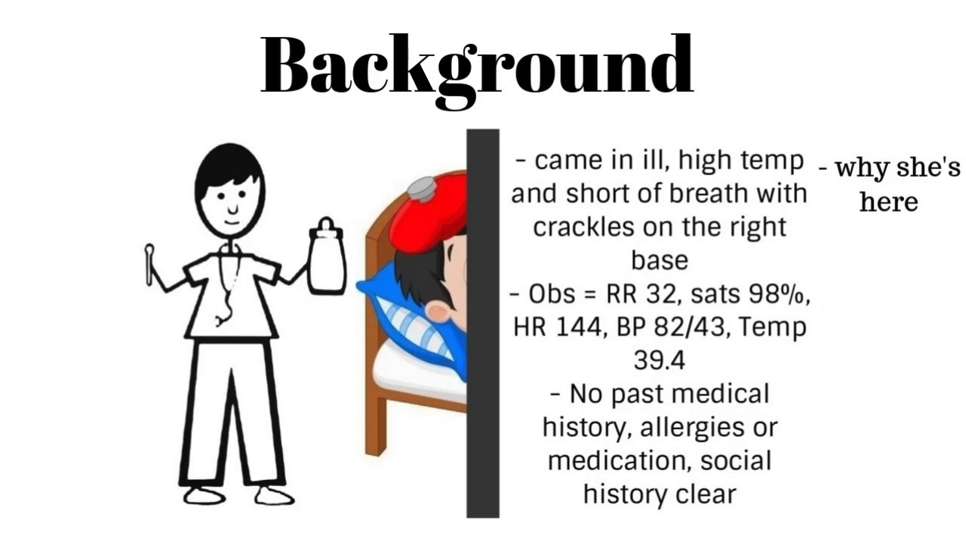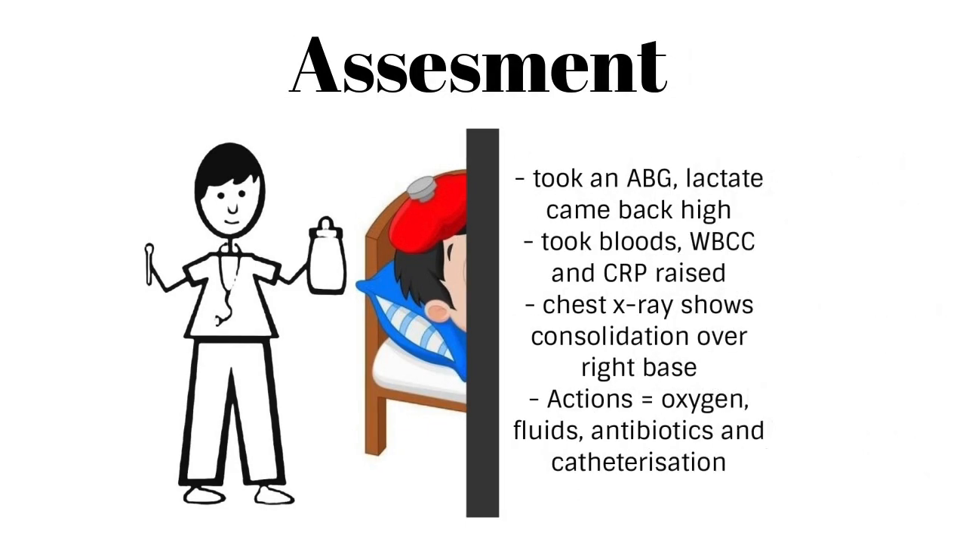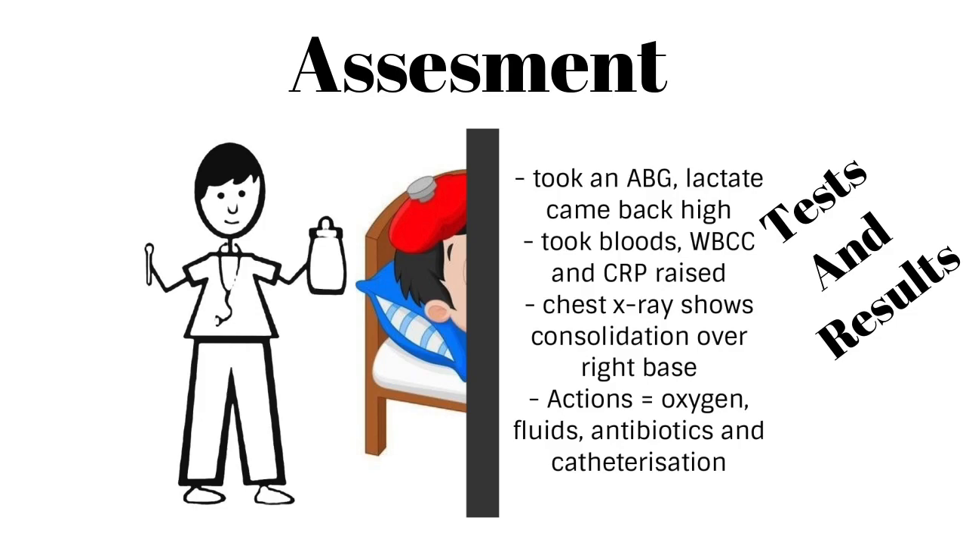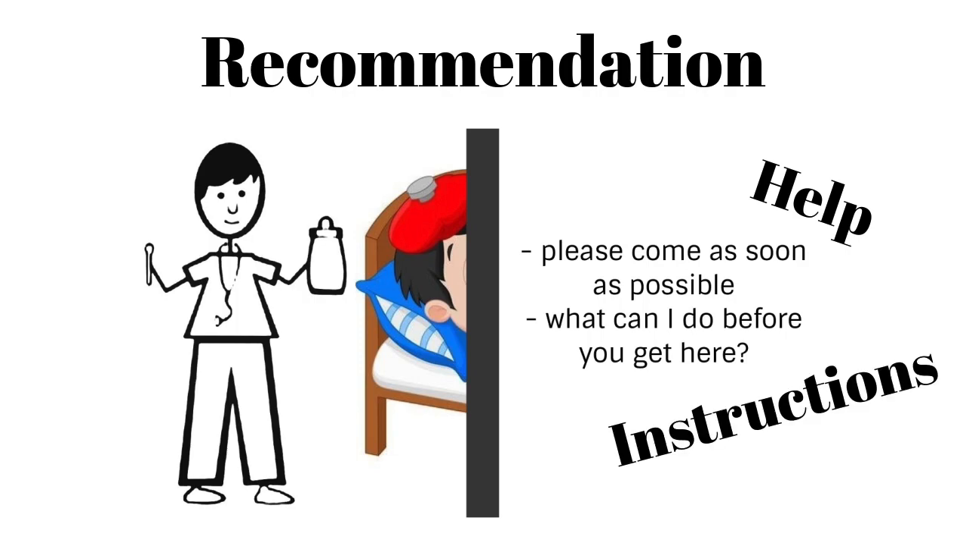I then went on to explain what the last set of observations were and her history before coming in with this issue. I then moved on to an assessment, which is what I'd done already and what I thought that meant. So I explained that I'd got an ABG, bloods, and chest x-ray, and all of them had hinted towards pneumonia that had been leading into sepsis based on the observations. I then explained what I'd done in response to this, so giving the oxygen, the litre of fluids, and starting the antibiotics, and also getting the patient catheterised. Then I moved on to recommendations. That is, that I asked the MedReg to come down and see the patient and what I could do before they got there.